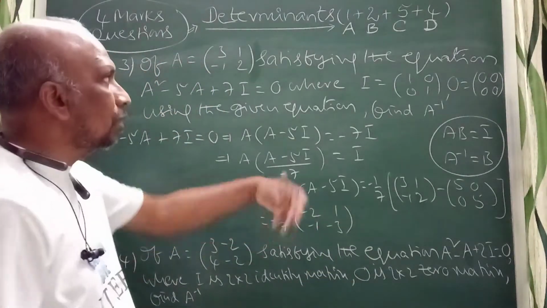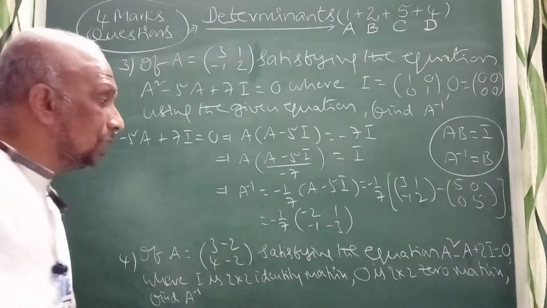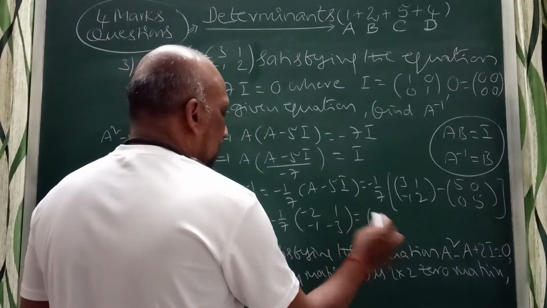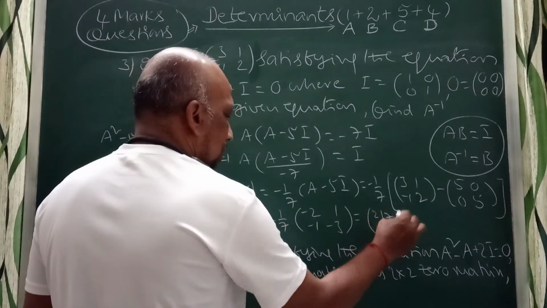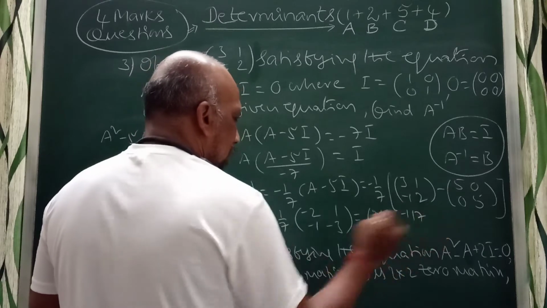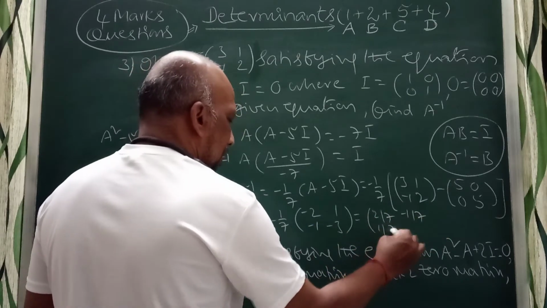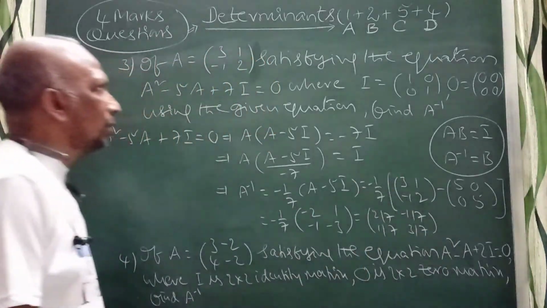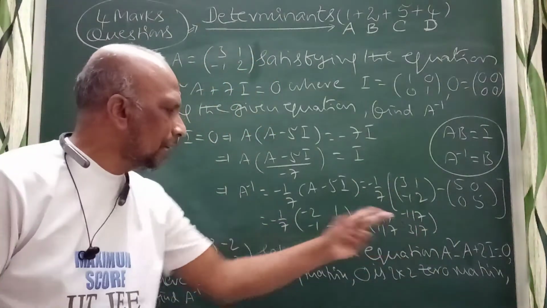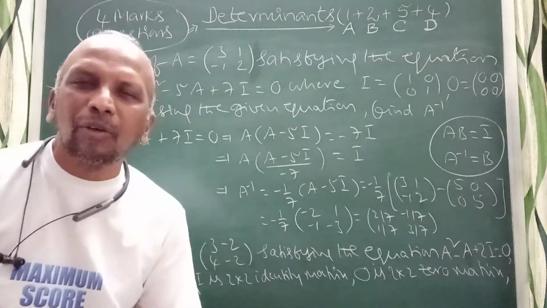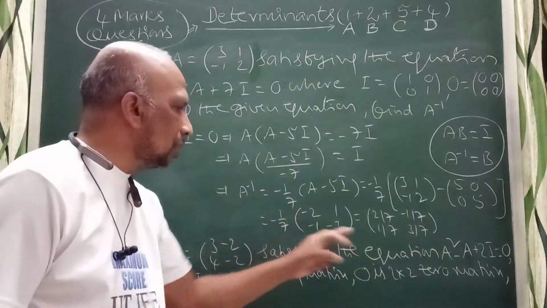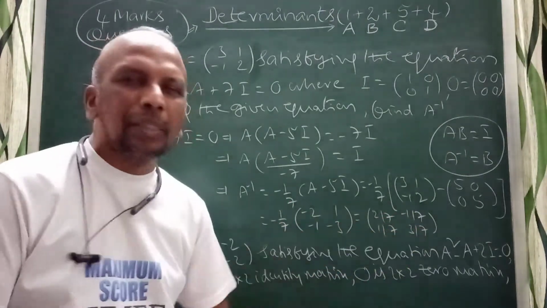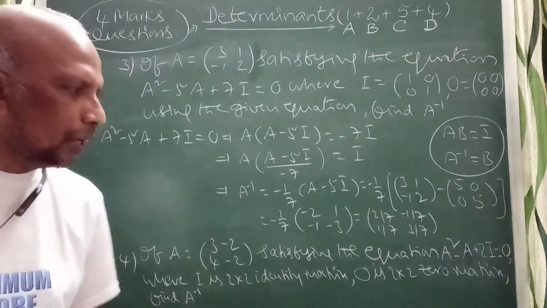So I can multiply each element with minus 1 by 7 if you want. This will become 2 by 7, minus 1 by 7, 1 by 7, 3 by 7. So that will be our answer, right? This is A inverse. That's the required answer: A inverse is 2 by 7, minus 1 by 7, 1 by 7, 3 by 7.